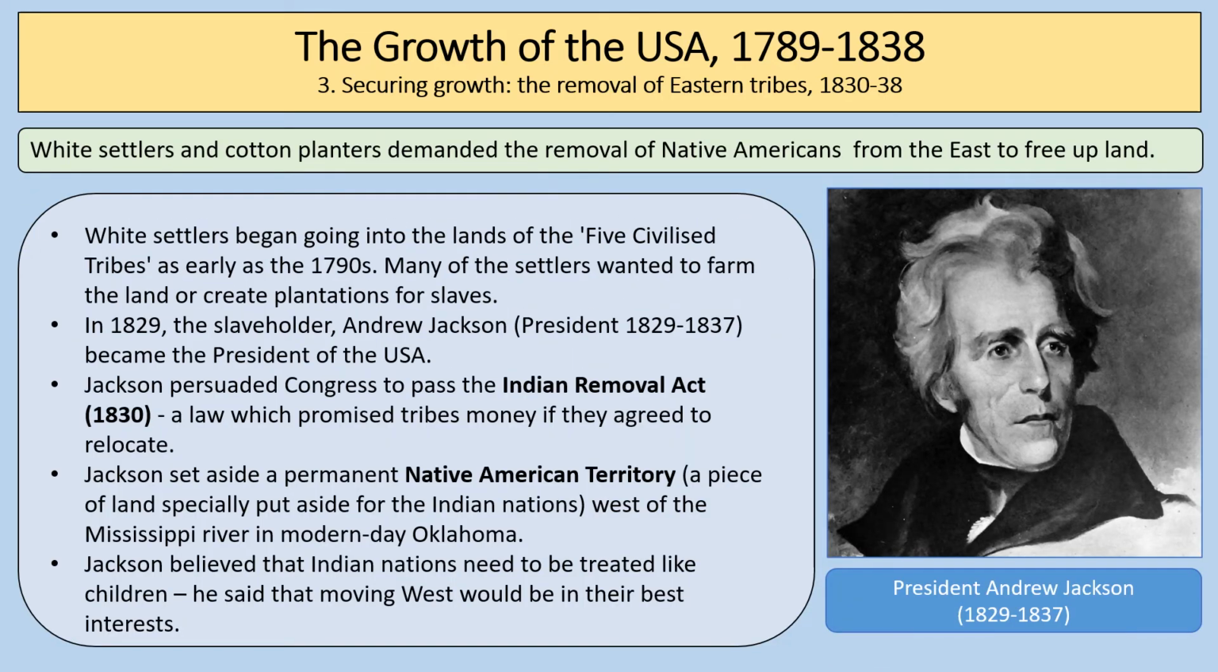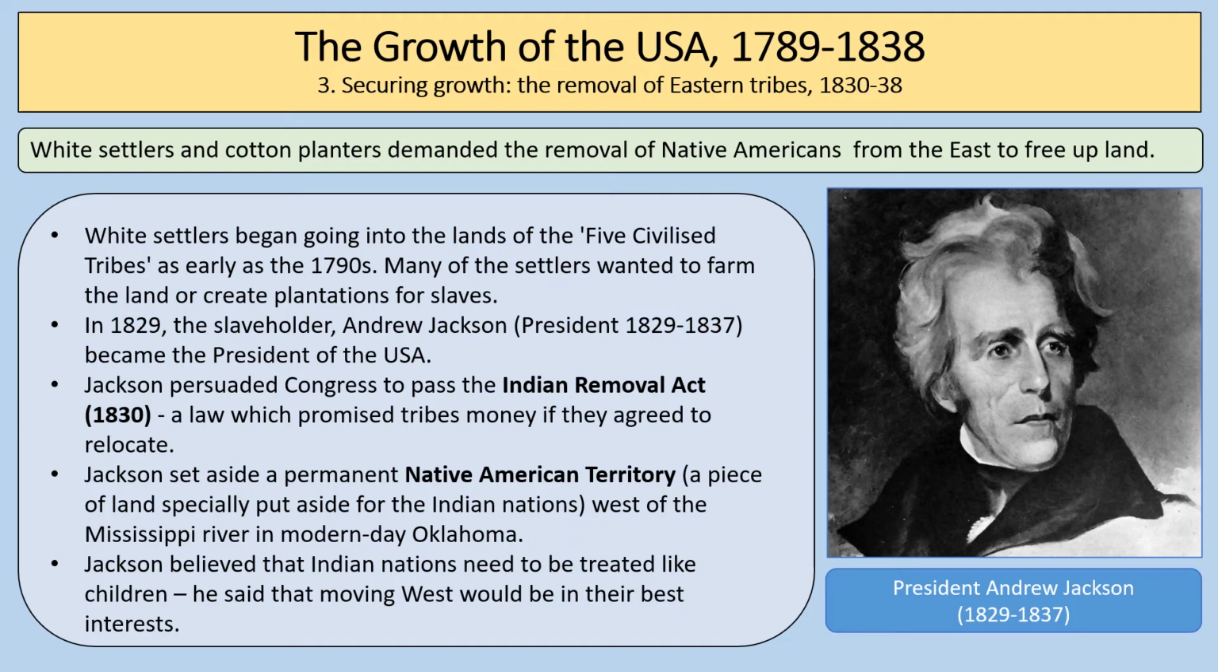Okay, so we've already seen that America expanded westwards during this time, and as this began to happen, white settlers and cotton planters demanded the removal of Native Americans from the east to free up land. So white settlers had begun going into the lands of the 5 civilized tribes as early as the 1790s. Many of the settlers wanted to farm the land or create plantations for slaves.